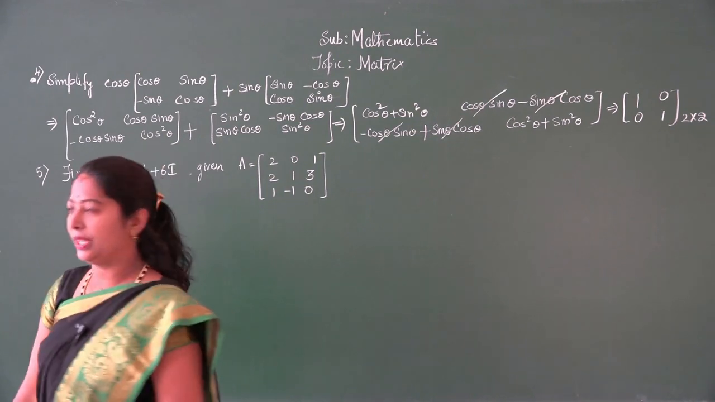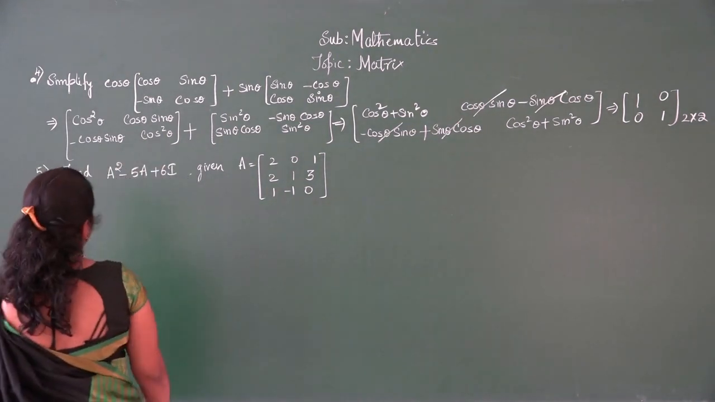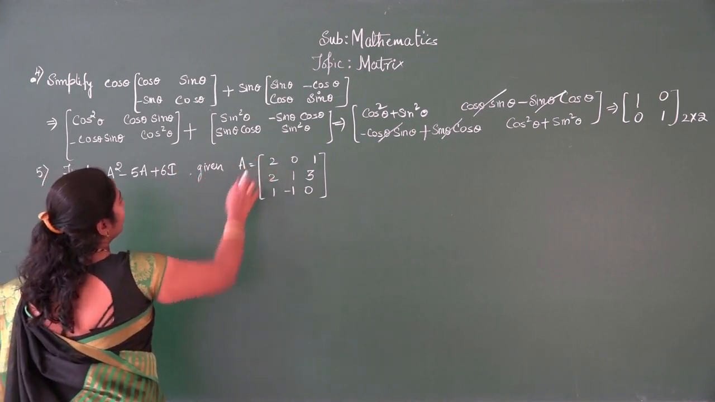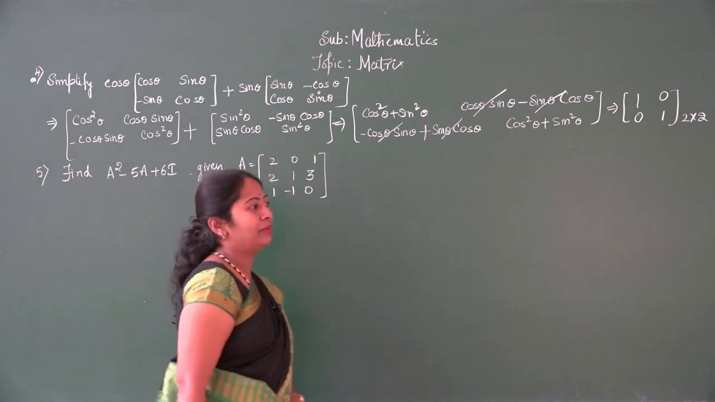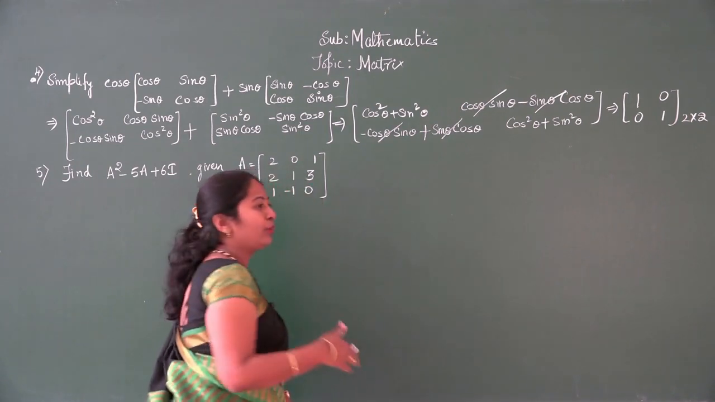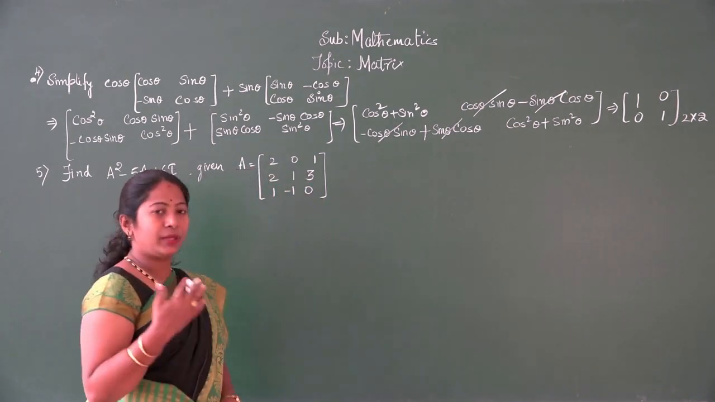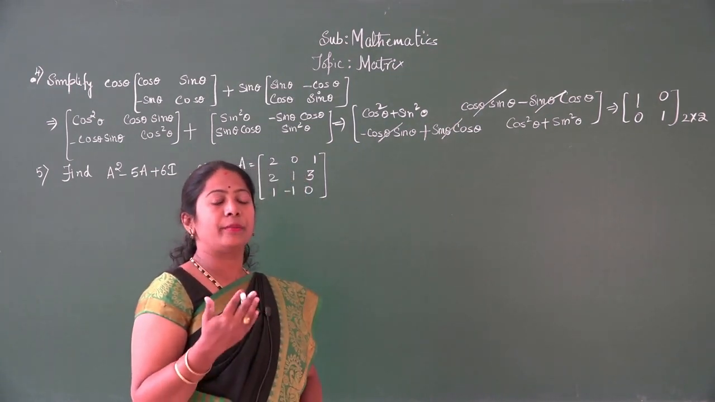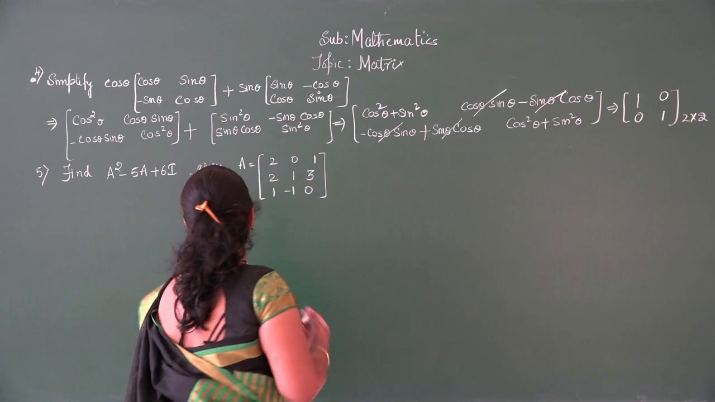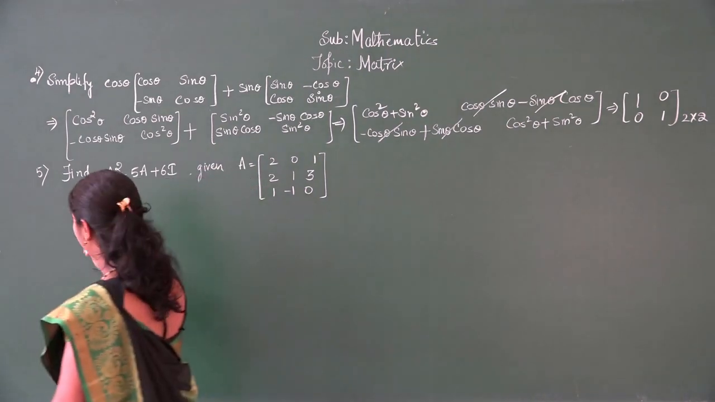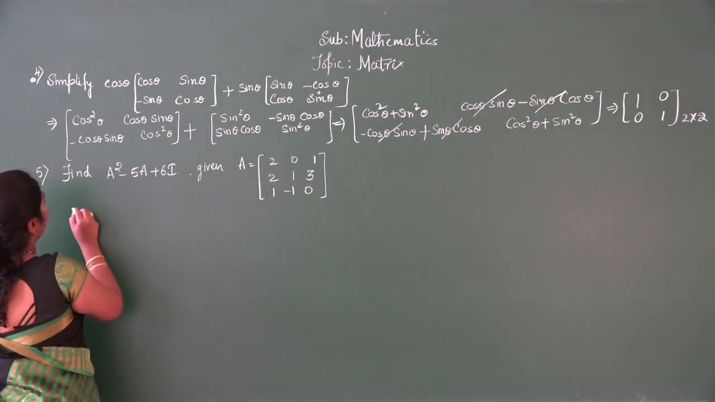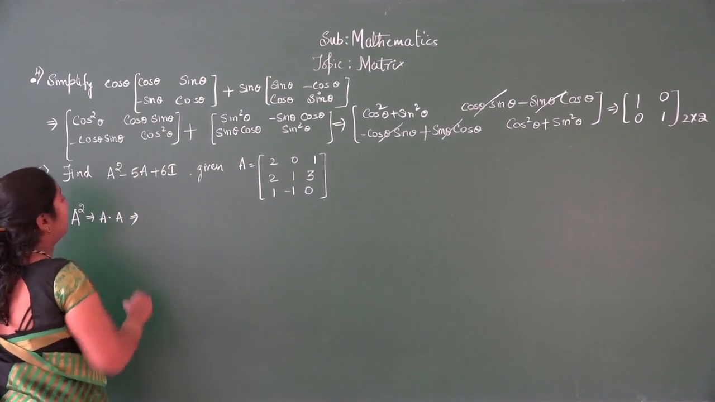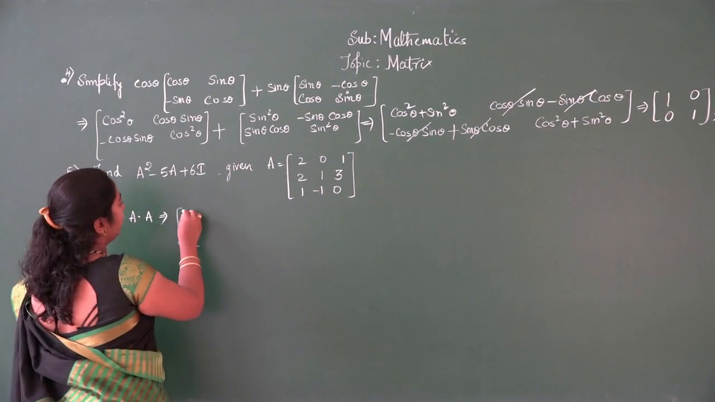Next problem, we have to find A square minus 5A plus 6I, given A equals 2 0 1, 2 1 3, 1 minus 1 0. How do we find A square? A square can be written as A into A. So we shall find A square by using matrix multiplication. First we shall find A square.